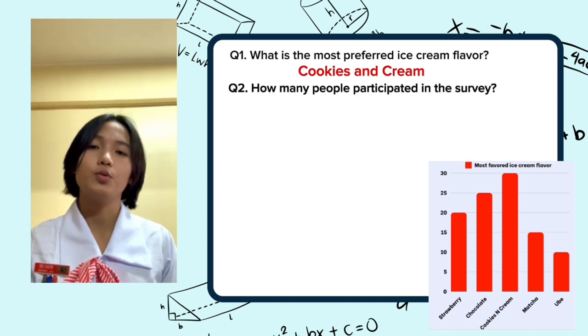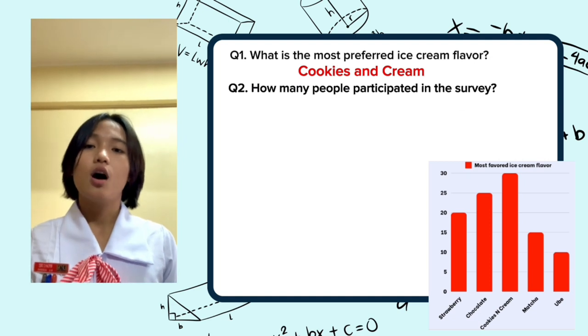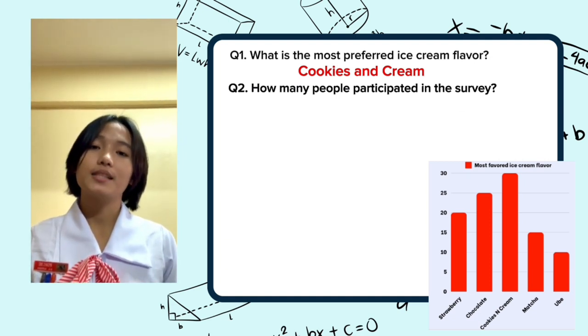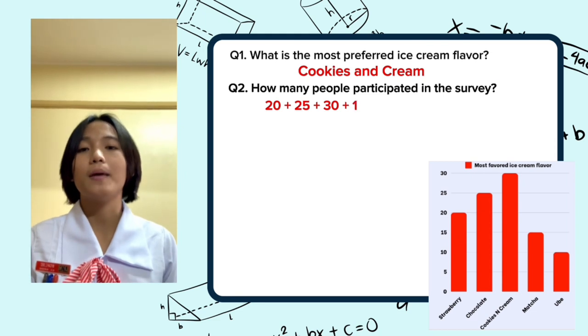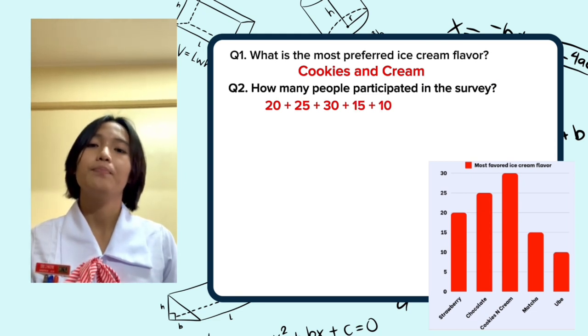For question number 2, how many people participated in the survey? To answer this question, all we have to do is add the number of votes for each flavor. As presented in the graph, 20 people voted for strawberry, 25 for chocolate, 30 for cookies and cream, 15 for matcha, and 10 people voted for ube. Thus, 100 people participated in the survey.